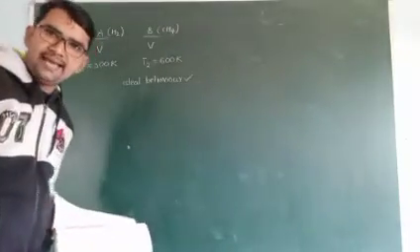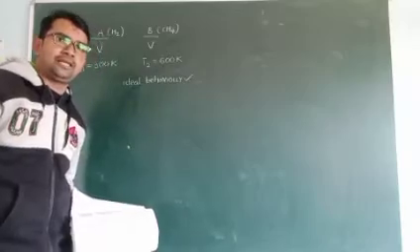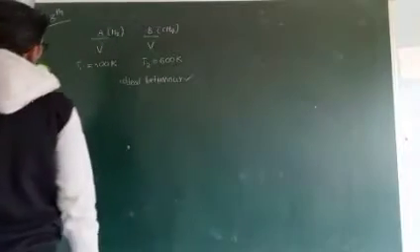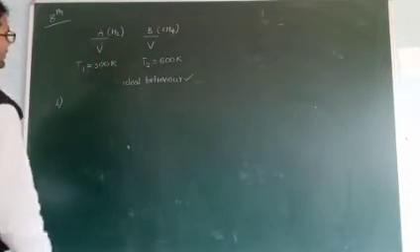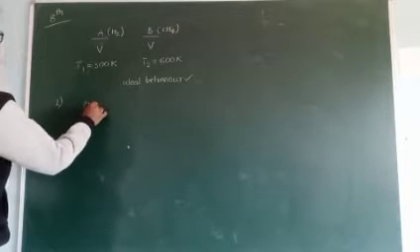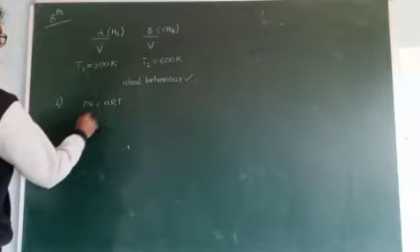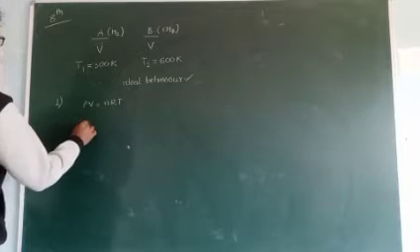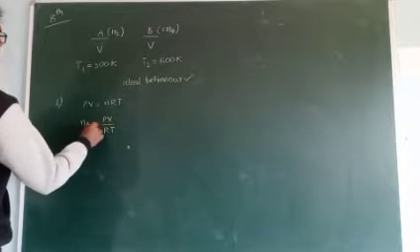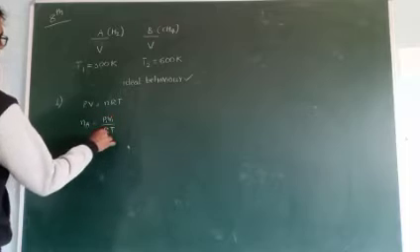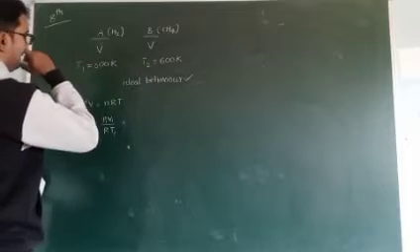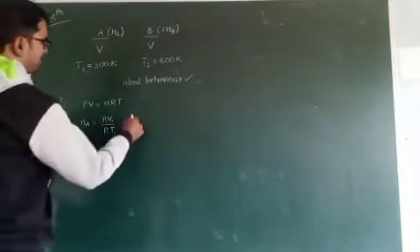Which flask contains greater number of molecules? Greater number of molecules is nothing but number of moles. First calculate for A. PV is equal to nRT, so Na is equal to PV by RT1. The pressure is not mentioned here.